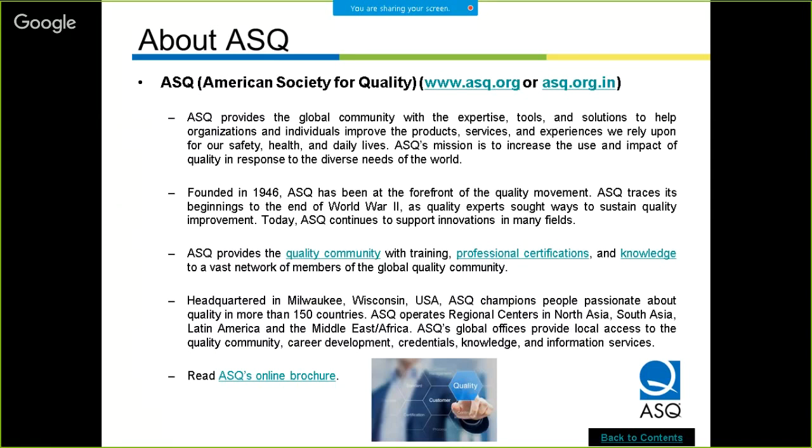You can refer to these websites. ASQ provides a global community with the expertise, tools, and solutions to help organizations and individuals improve the products, services, and experiences we rely upon for our safety, health, and daily lives. ASQ's mission is to increase the use and impact of quality in response to the diverse needs of the world. Founded in 1946, ASQ has been at the forefront of the quality movement. ASQ traces its beginnings to the end of World War II, as quality experts sought ways to sustain quality improvement. Today, ASQ continues to support innovations in many fields.